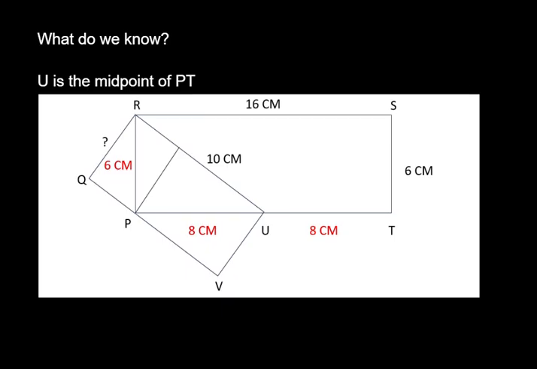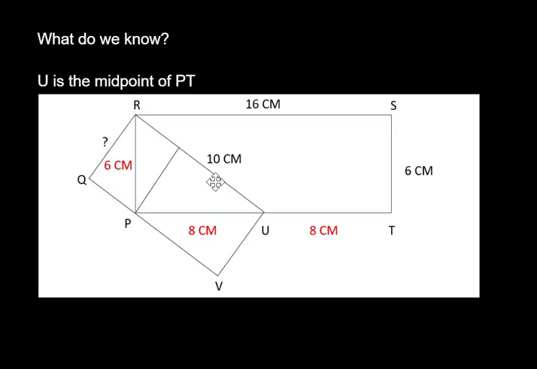So what do we know? We know that U is the midpoint of PT. Since RSTP is a rectangle, RS is 16, so PT must also be 16. If PT is 16, PU and UT must be 8, 8. Similarly, ST is 6 cm, so you also have 6 cm here. You are supposed to find QR, which is here.